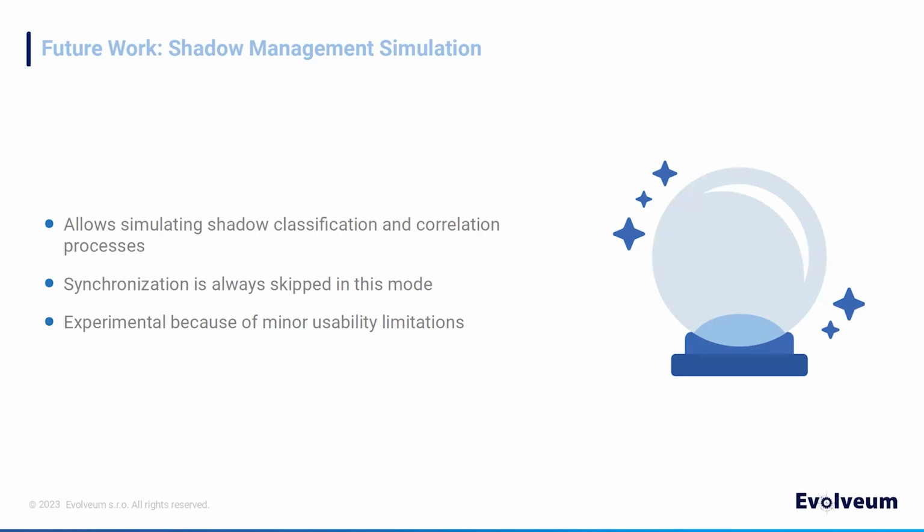The synchronization itself, that means running the clockwork, is always skipped in this mode. And this feature is experimental just because there are some minor usability limitations, like showing changes related to one object twice in the result. But I would say it is quite safe to be used, but not finished.